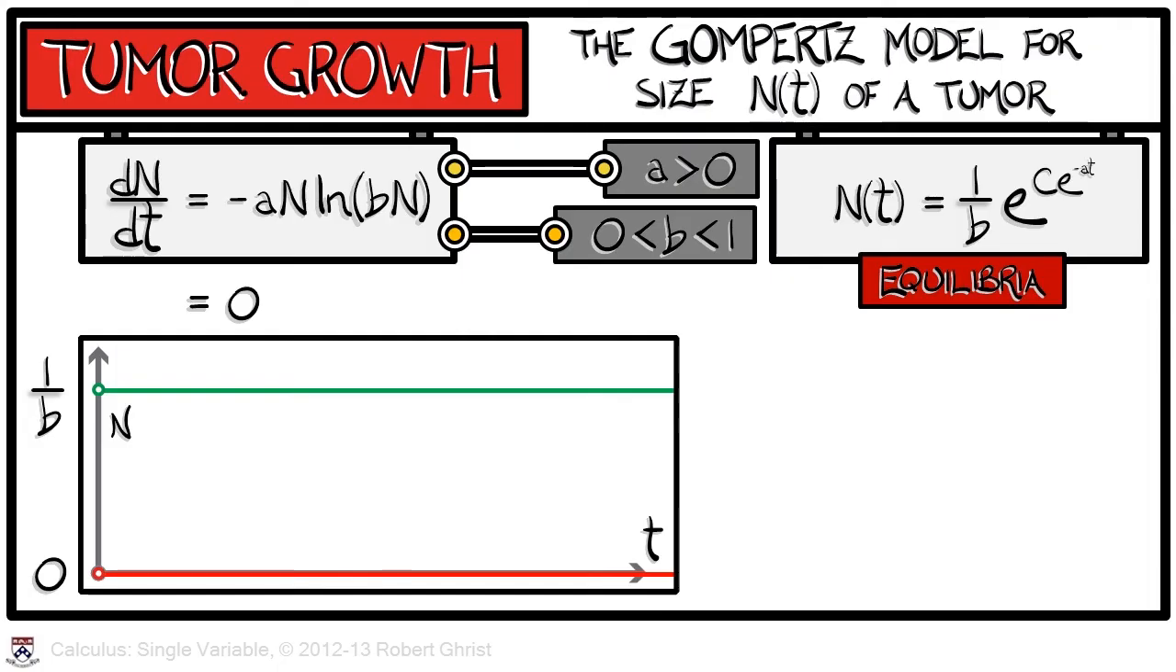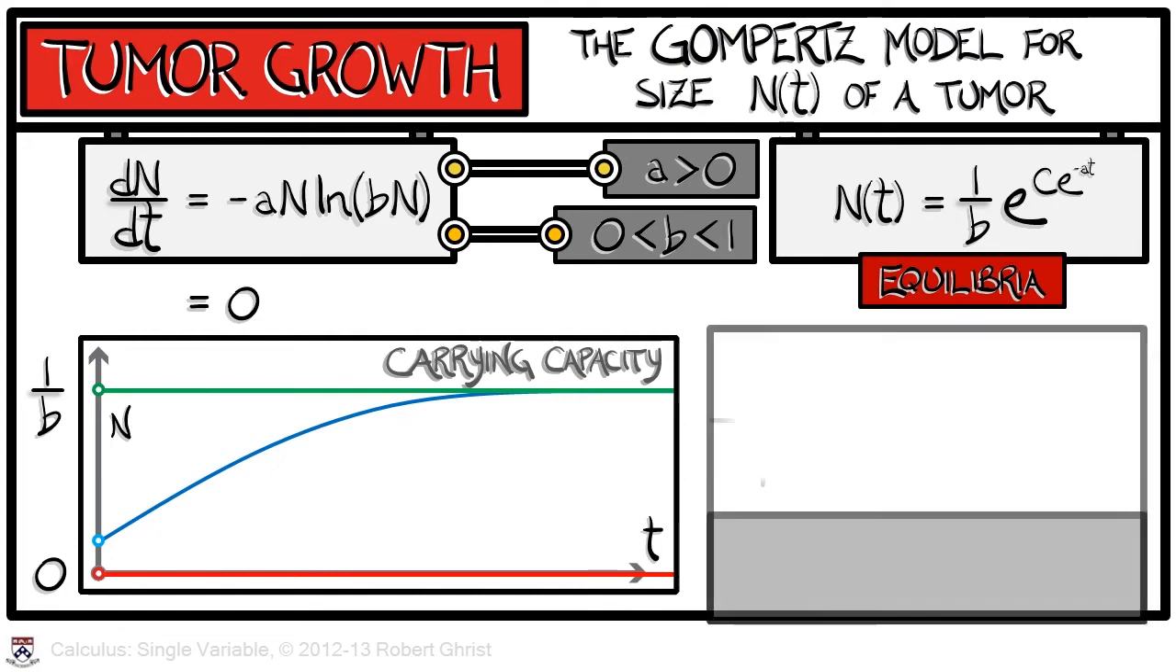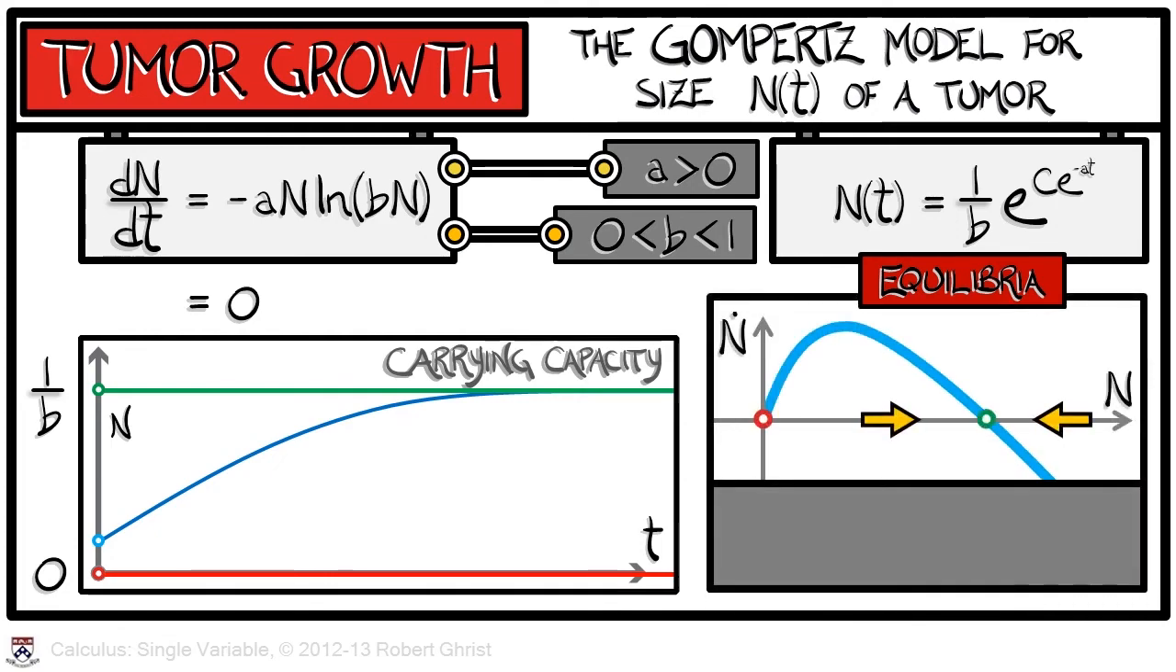In this case, that log term vanishes. What happens when we plot various solutions, n as a function of t? We see that the solution with a non-zero initial condition will converge to this 1 over b equilibrium. This is sometimes called the carrying capacity of the model. Now, indeed, if we plot n dot versus n, we will see these two equilibria arising, and we will see that 1 over b is a stable equilibrium, whereas 0 is an unstable equilibrium. This is what linearization will give.